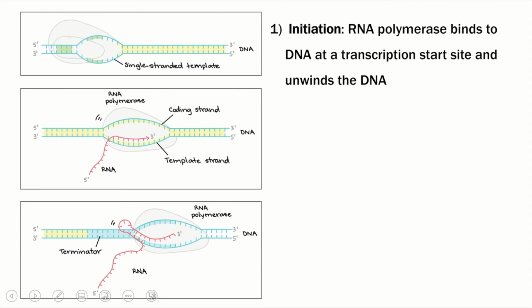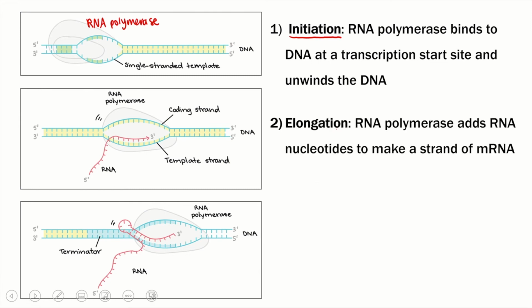We're going to start with step 1, initiation. So our RNA polymerase is represented by this gray box here. So this is RNA polymerase. Our RNA polymerase is going to bind to the DNA at what we call a transcription start site. And this will start to unwind the DNA. So we can see we have this nice bubble here, and we're forming that template of DNA.